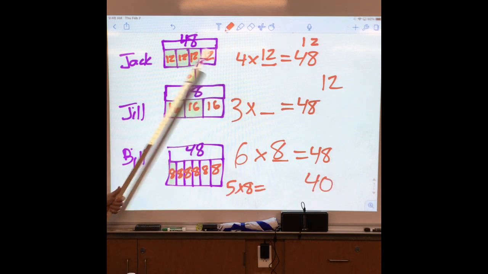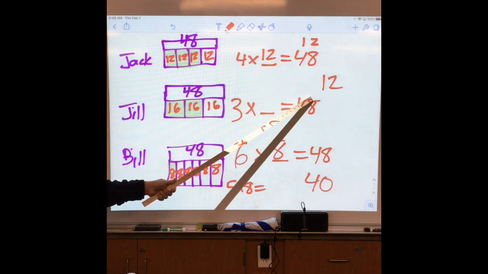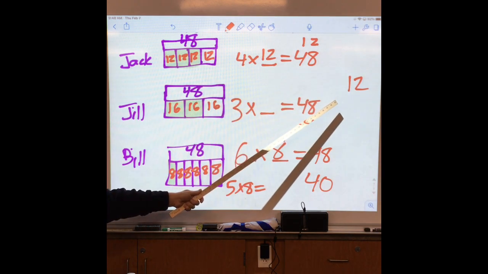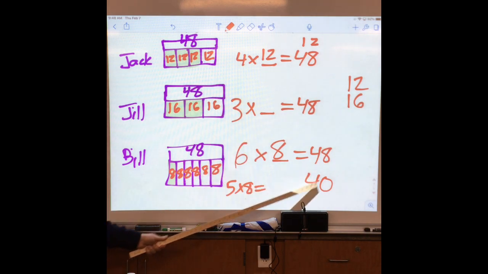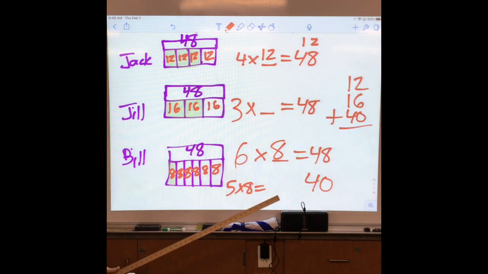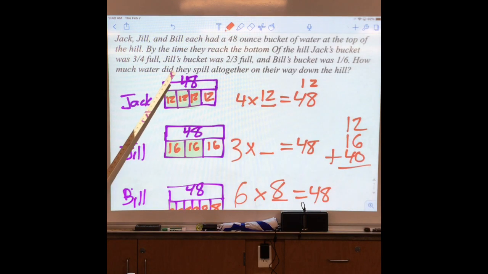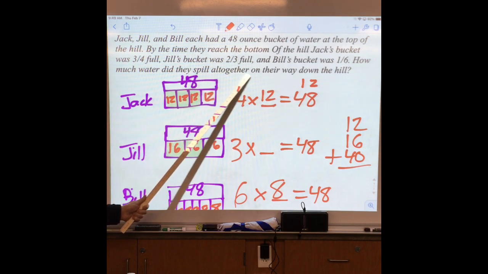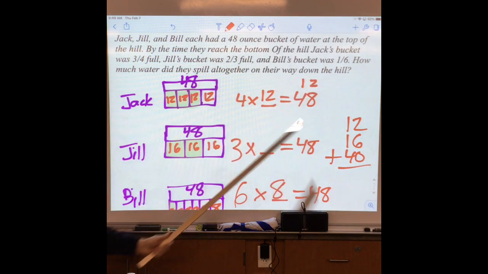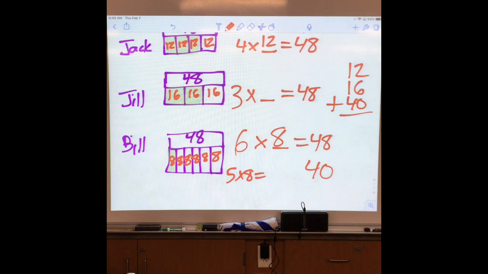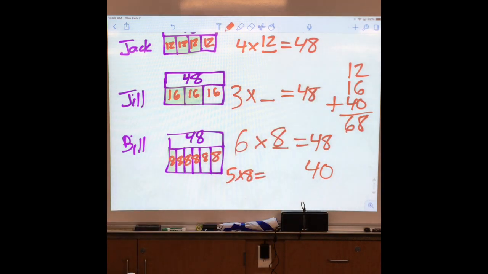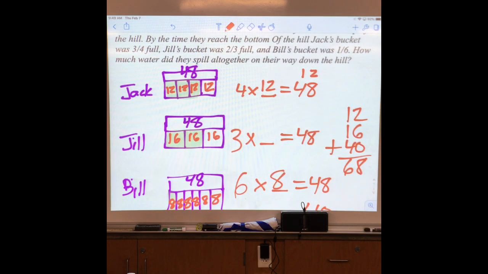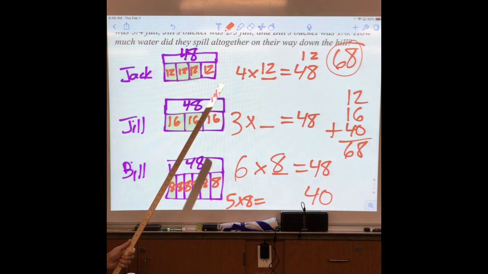So Jack spilled 12. We have it over here. Jill spilled 16. Let's put it over here. And Bill, he spilled 40. And then we add all these together because we want to find out how much water did they spill altogether on their way down the hill. 6 plus 2 is 8. 4 plus 2 is 6. So the answer to our question is 68. I love math.